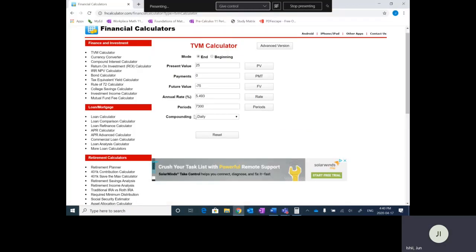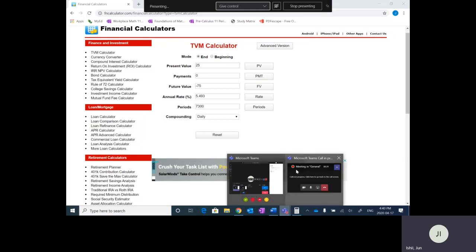You end up with an interest rate of, again, 5.5% if you round it, 5.493.